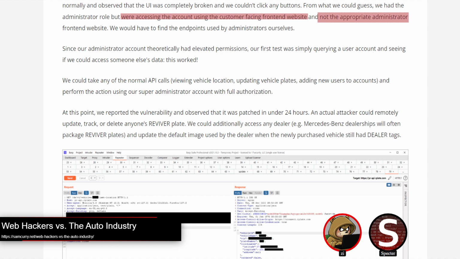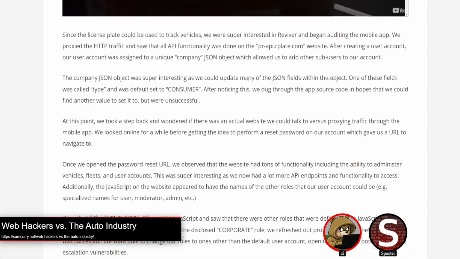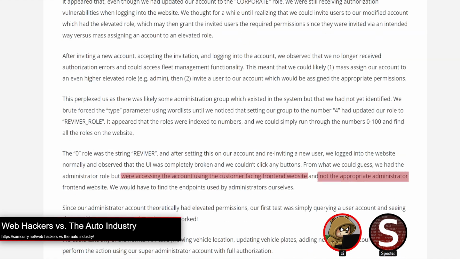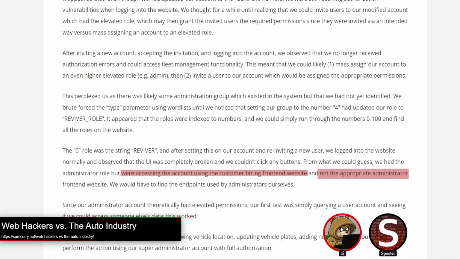So that's where they ended up trying corporate and later found the reviver, and there's another reviver and reviver rule, kind of two different ones there. They ended up finding they could actually use numbers and basically just figure out what each number was indexed to. The reviver being 0, the reviver rule 4, but effectively privilege escalation there through the mass assignment. Mass assignment bugs are pretty fun to see.